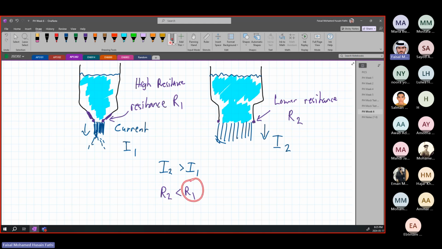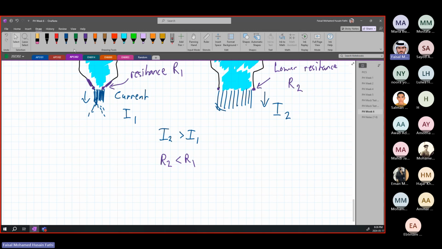sorry, a higher resistance, our current is going to be much smaller. And when the resistance is higher, the current is going to be much smaller. And when the resistance is lower, with a wide, larger opening, you're allowing more current to flow. All right. So this is the concept of resistance.